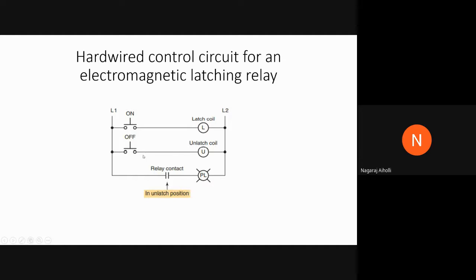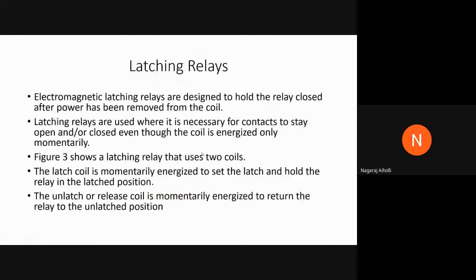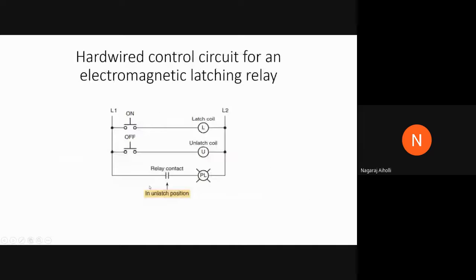Okay, this is at your input side. You are pressing the switch. When you press the switch, this coil gets energized, and when you press this switch, the unlatch coil gets energized. Okay. Latch coil is momentarily energized to set the latch and hold the relay in the latch position. When this switch is closed, latch coil will be energized. Correct?